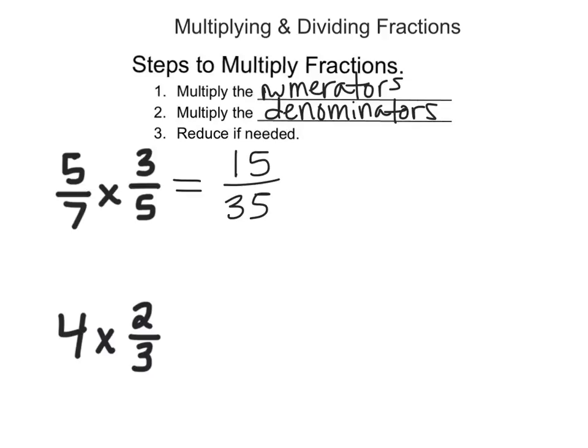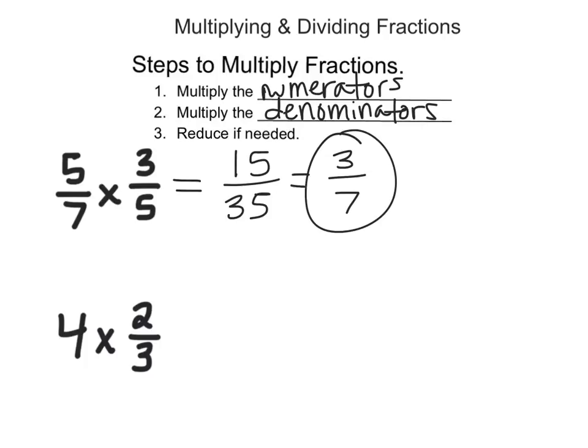I look at that and I say, well, they both end in a 5, so 5 must go into each one. So if I divide by 5, 15 divided by 5 is 3. 35 divided by 5 is 7. So you get 3/7 as an equivalent fraction. There's nothing that goes into 3 and 7 evenly, so this is my final answer.